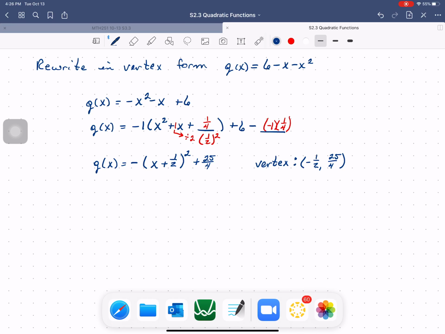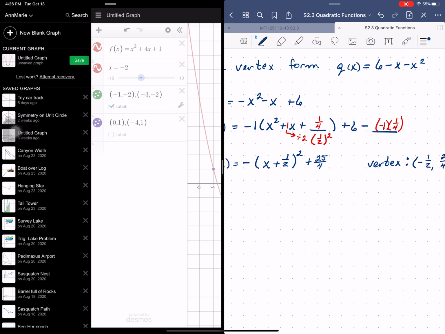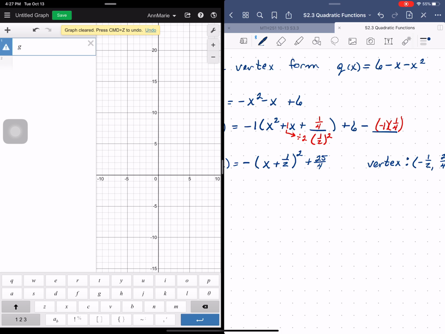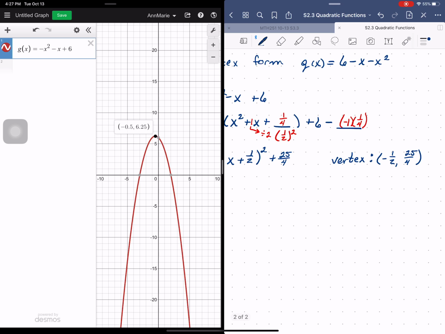The easiest way to check this is with Desmos. Okay, so let's graph our parabola. And we know it should be an upside down parabola. Minus x squared plus 6. And I can touch that point right there. And sure enough, Desmos tells me that is indeed my vertex.